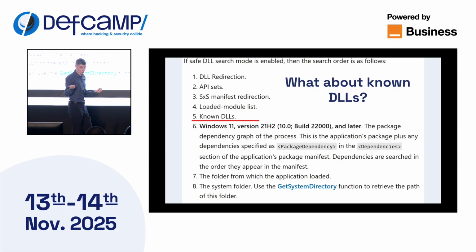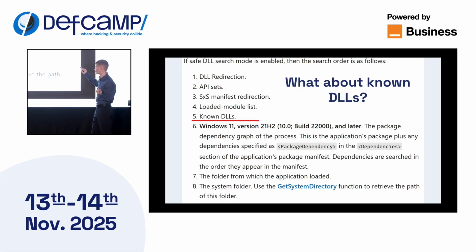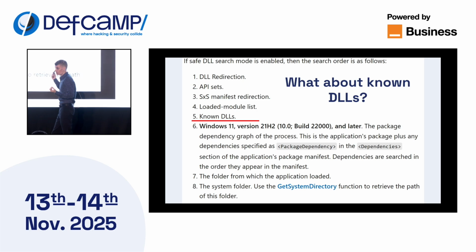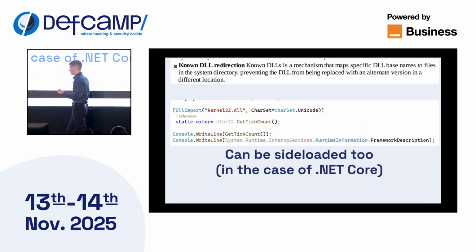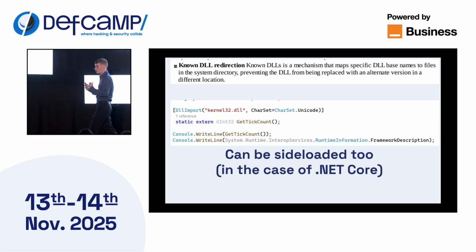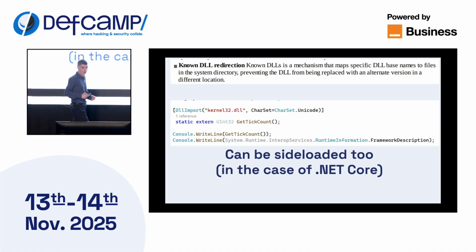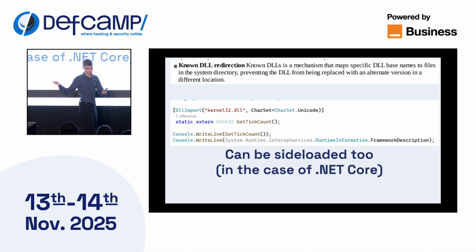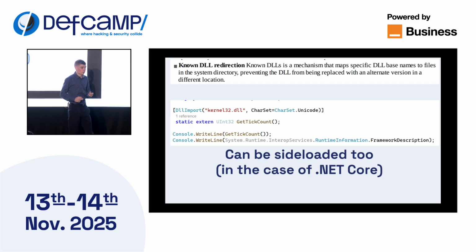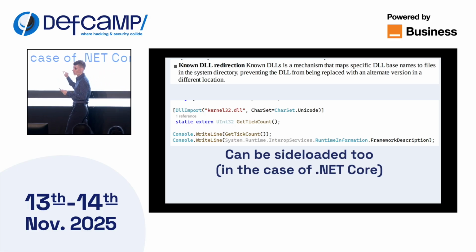And also, one thing which I want to talk about is 0.5 here, known DLLs. Known DLLs are a set of system libraries which you can never replace with an alternate version in memory. Whenever you say, for example, I want to load kernel32.dll, it's a system library, so it gets loaded from the system folder, from nowhere else.